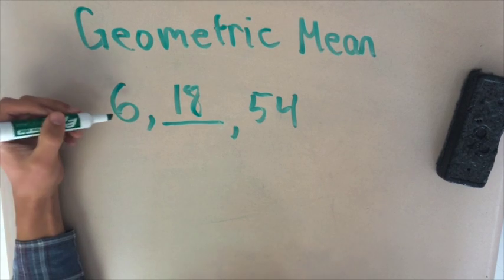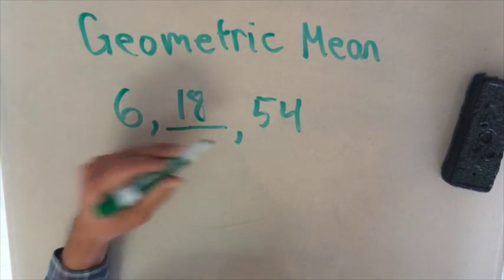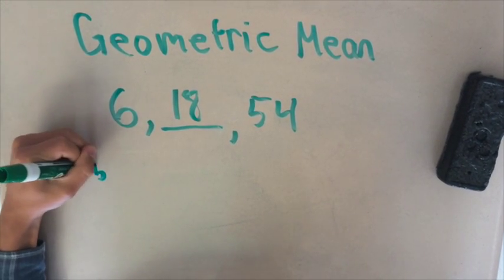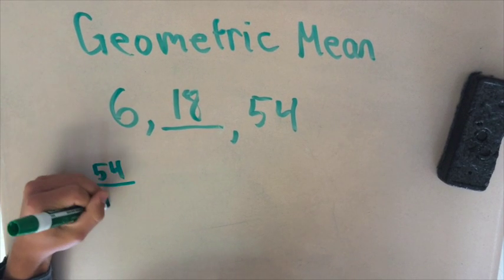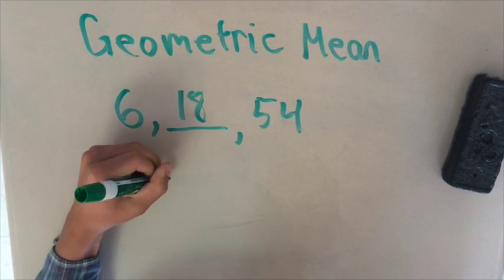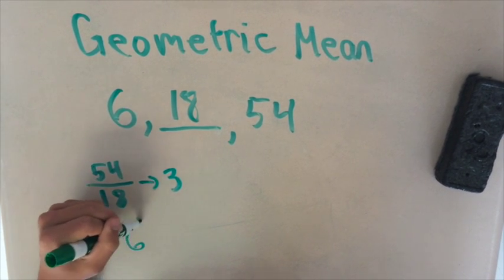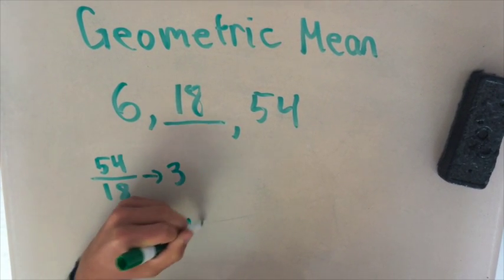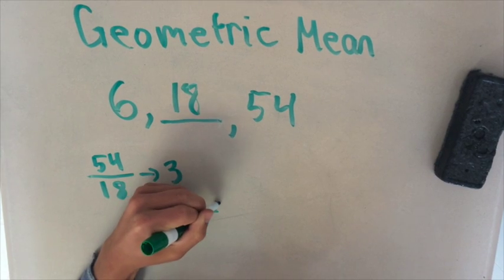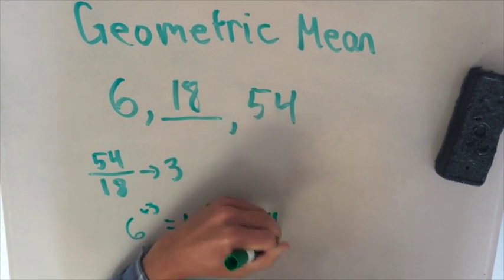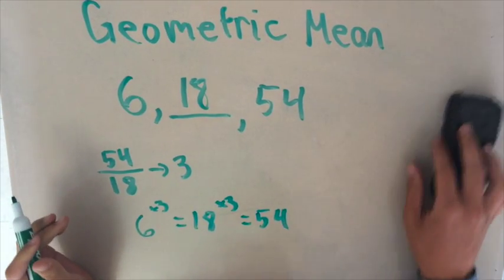And we can check our answer by solving for the common ratio and seeing that 18 follows it. So if we divide 54 by 18, we get 3, and 6 times 3 equals 18, then 18 times 3 will equal 54. So it all works out, and 18 is going to be the number we're looking for.